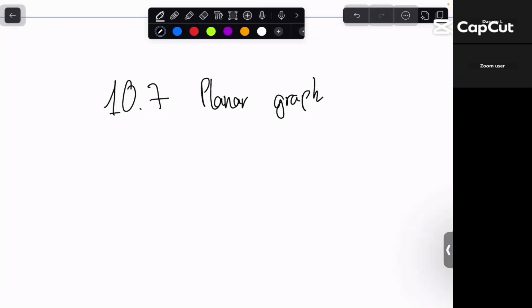Hello, everyone. Today we will talk about Planar Graph. My name is Thien, and I will introduce you to some of the definitions of the graph to get you started. So first, I will give you the definition of a graph.